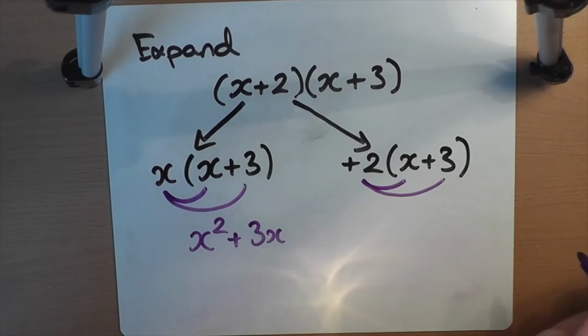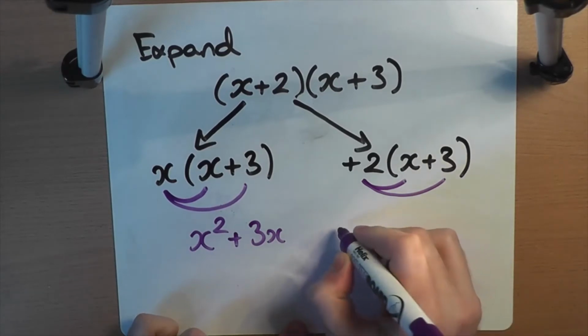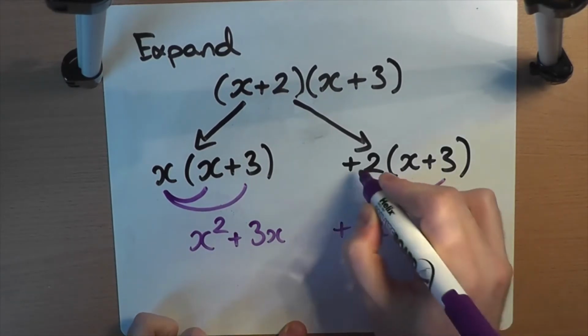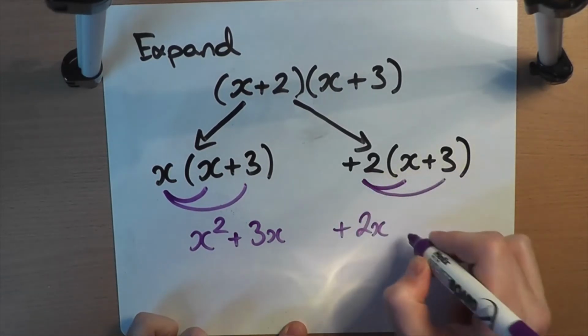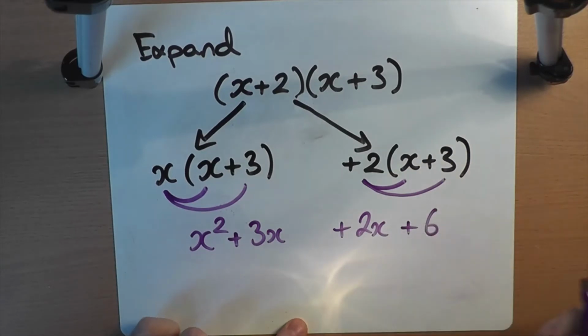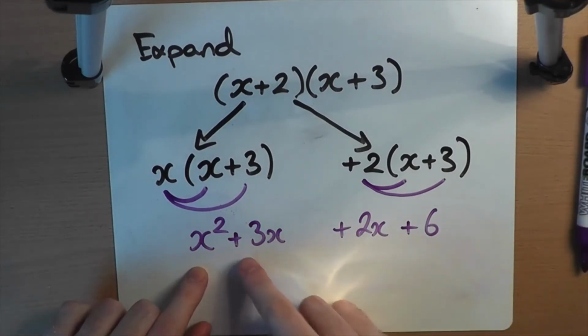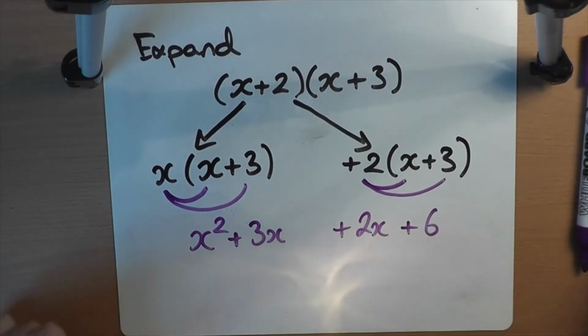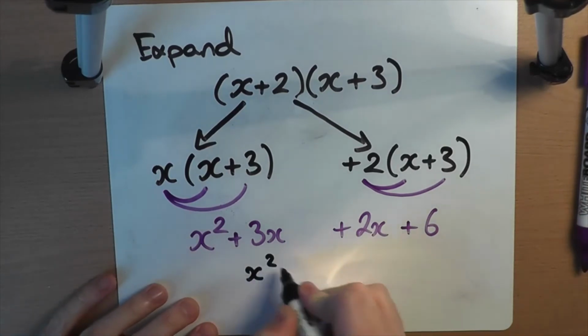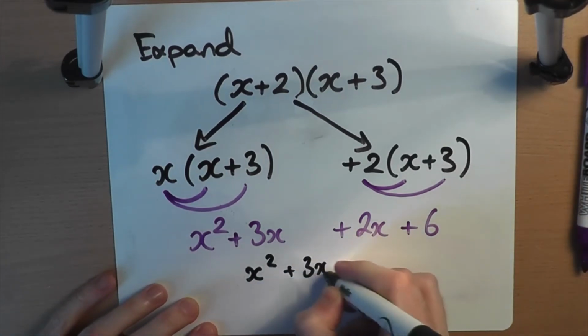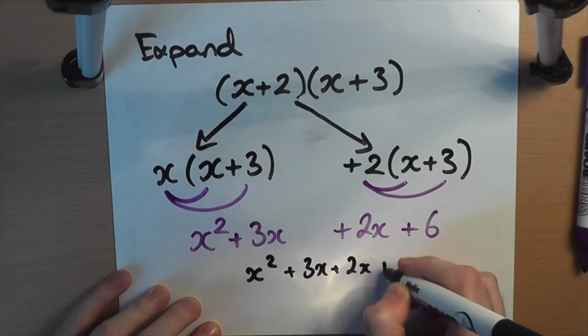This is where the signs come into play. Plus 2 times plus 3 is going to give us a sign for that term. Plus 2 times the x will give us plus 2x, and plus 2 times plus 3 will give us plus 6. We can put these back together at the end and notice that this is what we've ended up with: x squared plus 3x plus 2x plus 6. So I can write those next to each other: x squared plus 3x plus 2x plus 6.